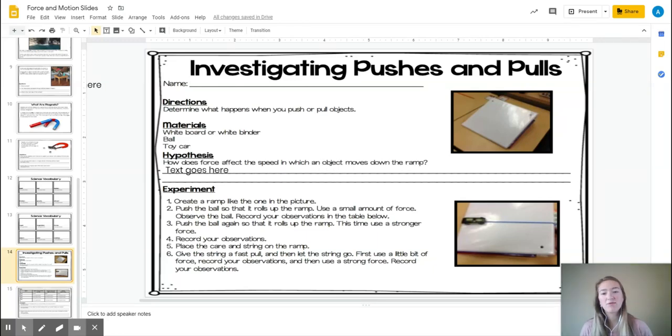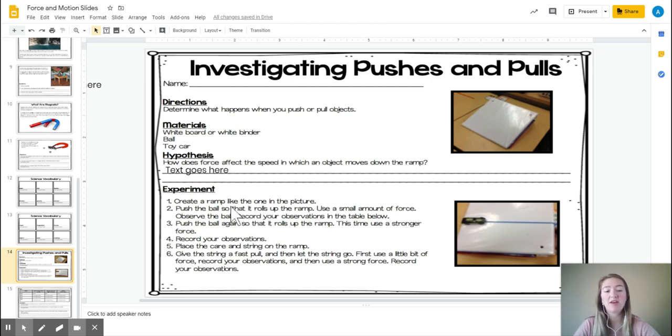For science today, we are going to do the investigating pushes and pulls on slide 14. So right here it says directions determine what happens when you push or pull objects. So materials, we have our white binder, we have a ball, and we have a little car. And it says hypothesis, how does force affect the speed in which an object moves down the ramp?